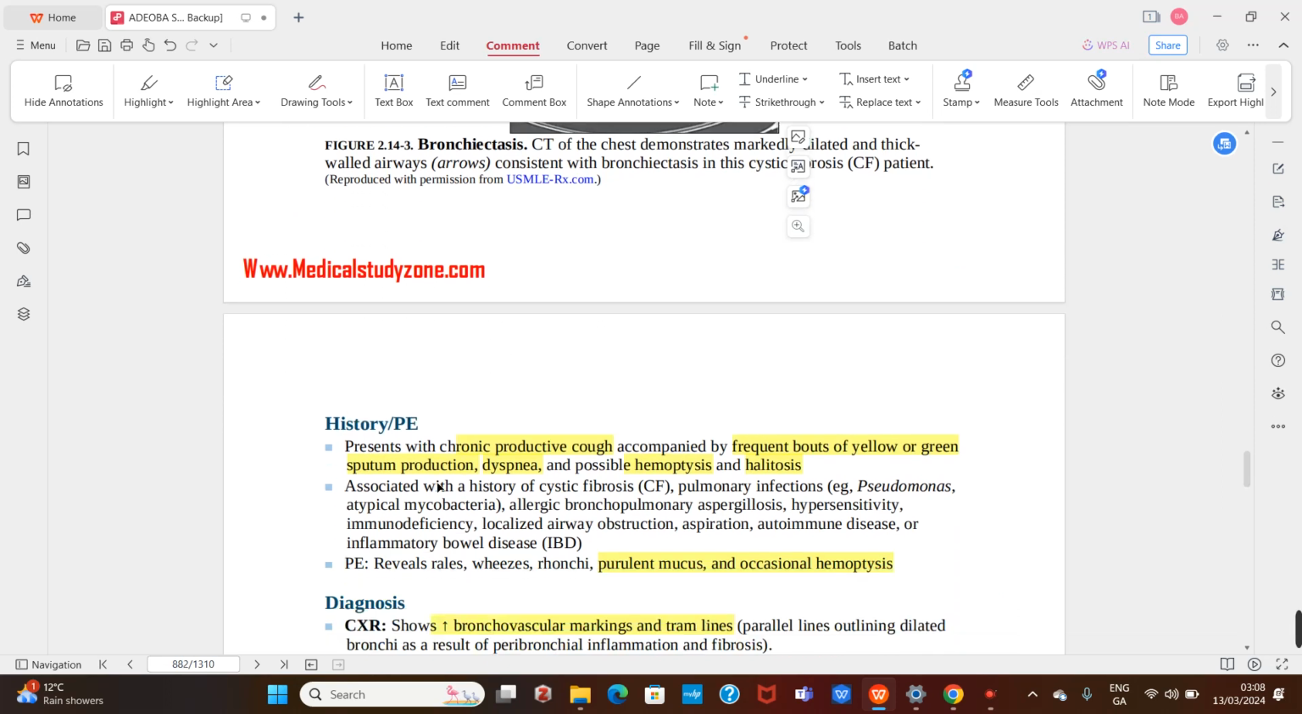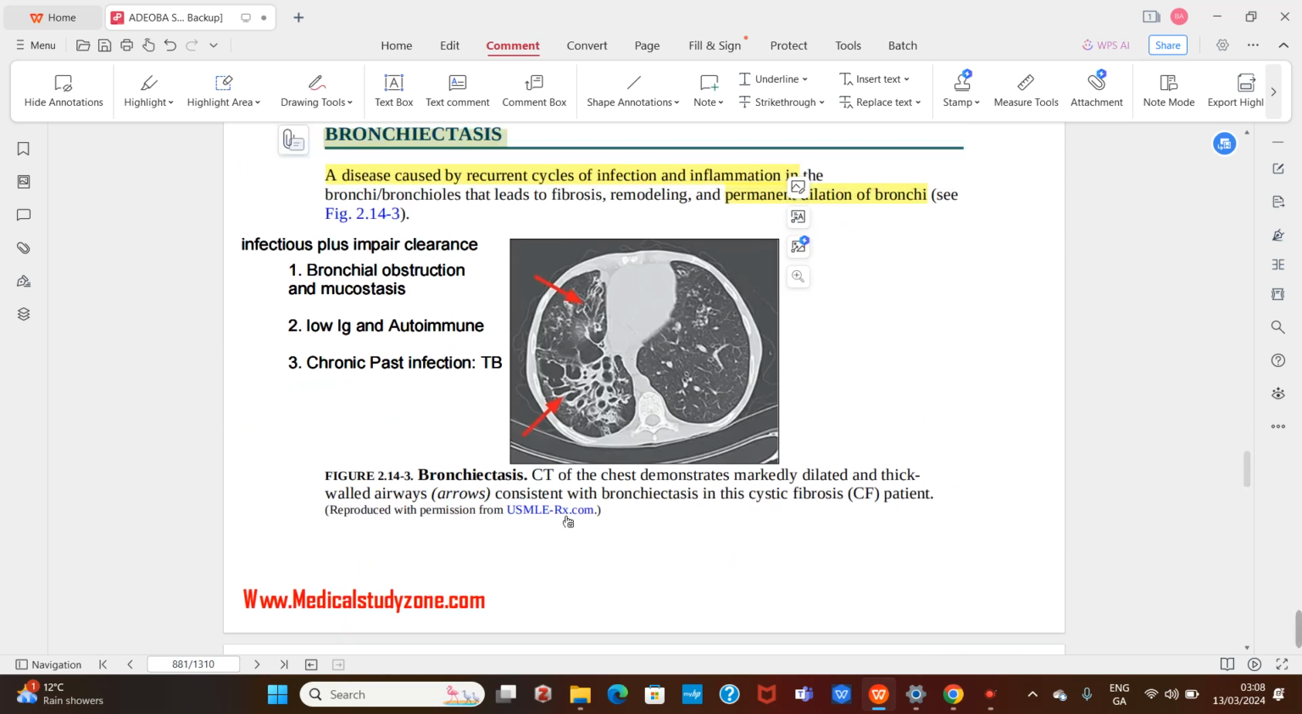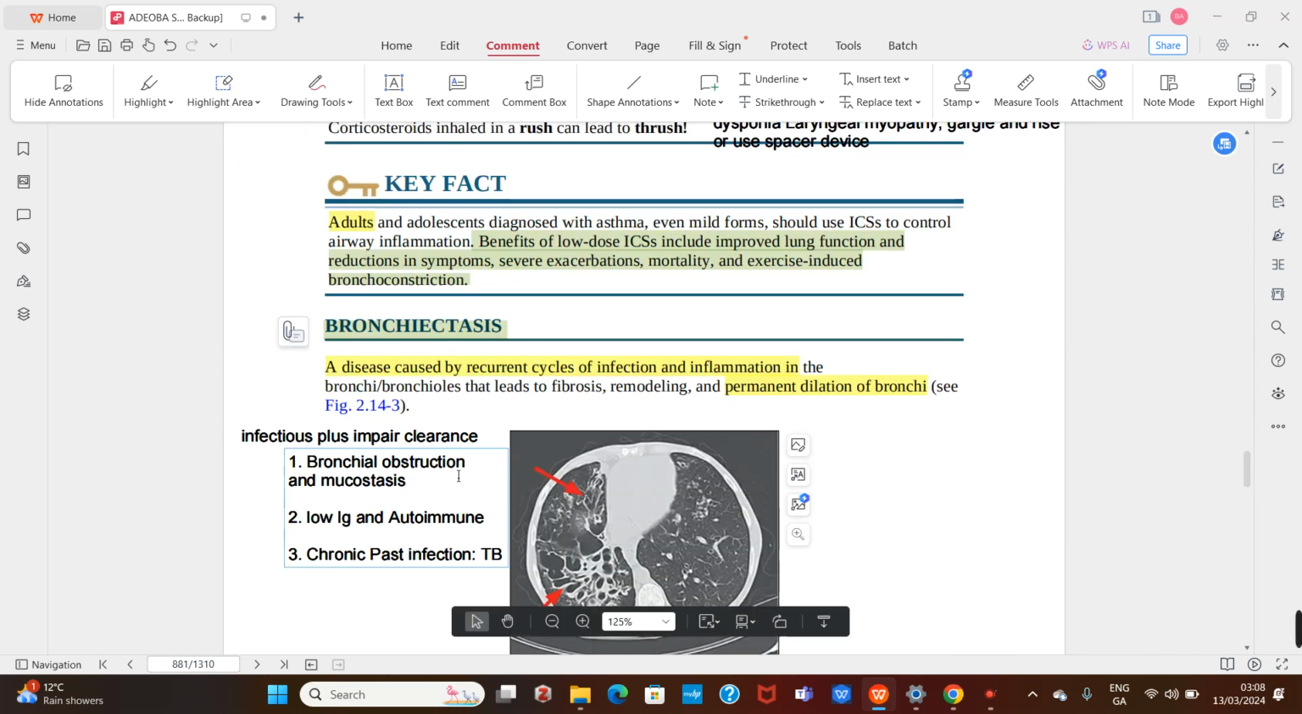Now, moving on to the causes. Let's go back. We said bronchial obstruction and mucostasis, low immunoglobulin and autoimmune disease, and chronic past infection. For the bronchial obstruction, this can occur from things like foreign body, or cancer eroding into the airway.